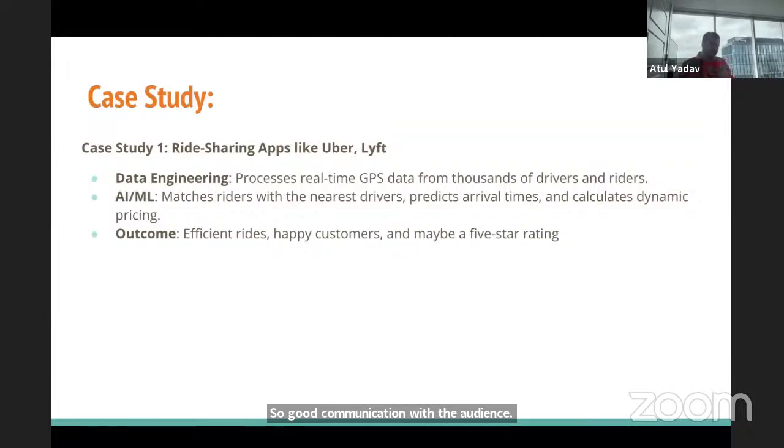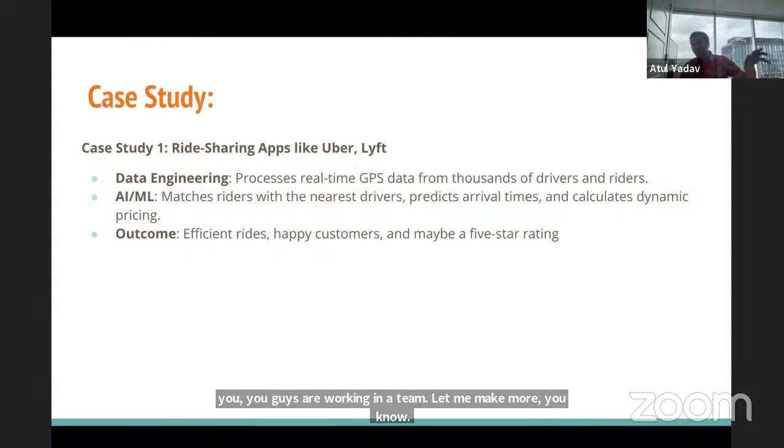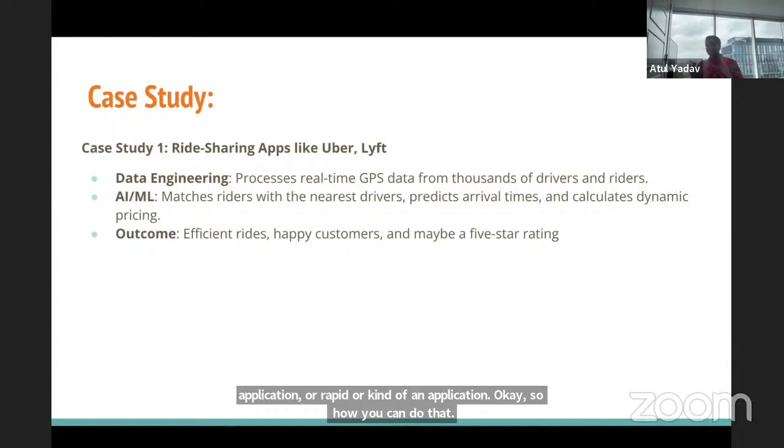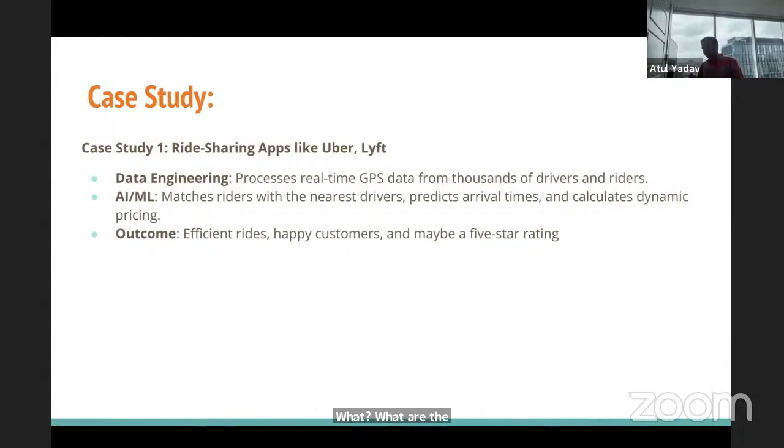You think like a technical person, right? Like how you are going to start working on it from scratch. Okay, what sort of things, like you guys are working in a team. Let me make it more precise for you. Like you are 2-3 people, and they want to develop an Uber kind of an application, or Ola kind of an application, or Rapido kind of an application. So how can you do that? What are the key things which you guys need to keep in your mind?